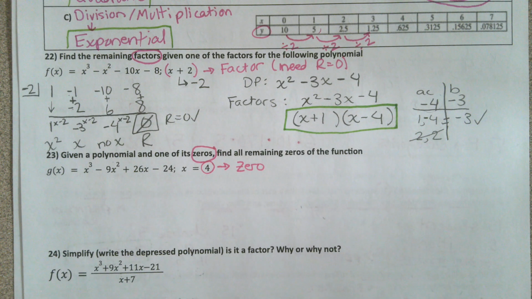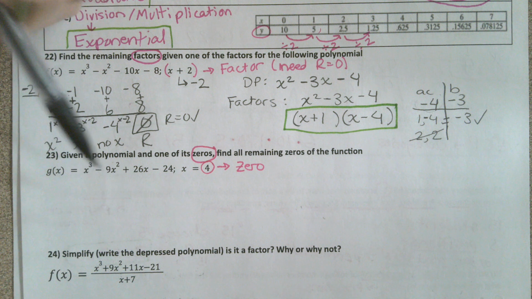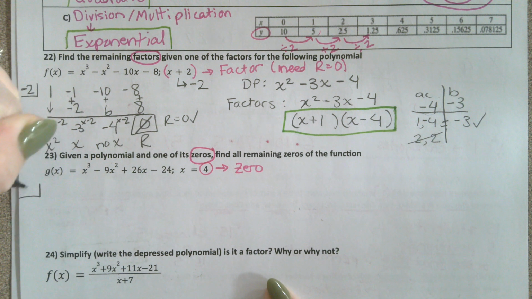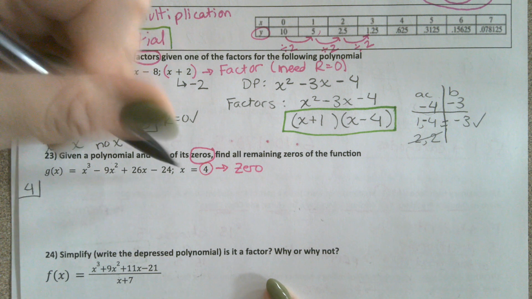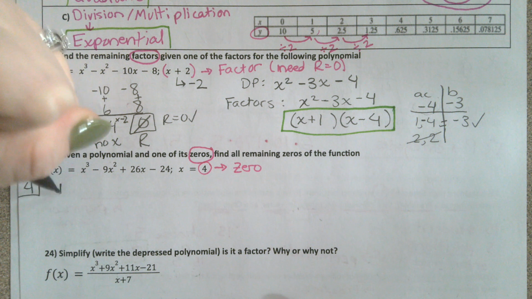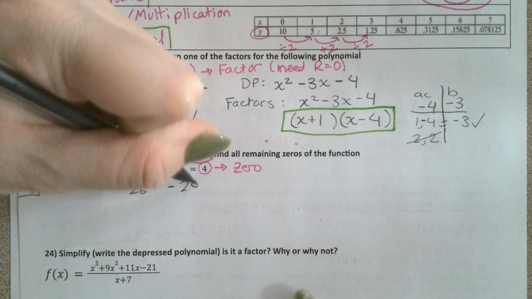All right, let's set up the synthetic division. First off, go through here and make sure you're not missing anything. X cubed, x squared, x, no x, we're good. We are dividing by, again, the +4, do not change the sign. And then our coefficients, 1, -9, 26, -24.